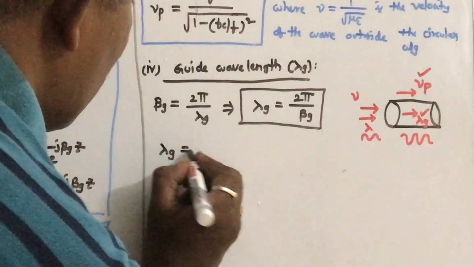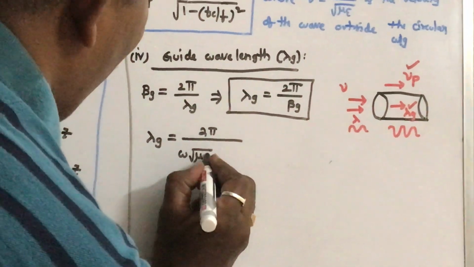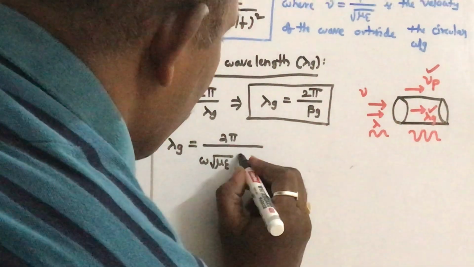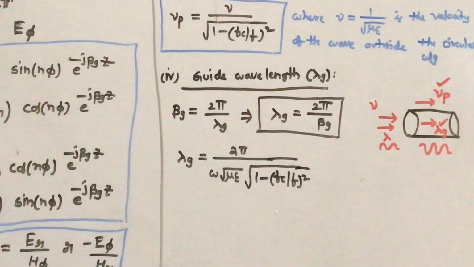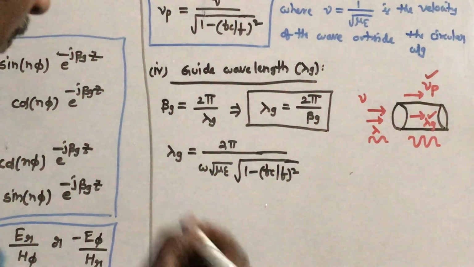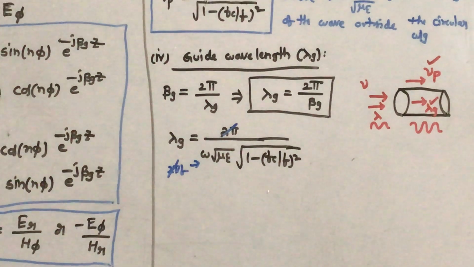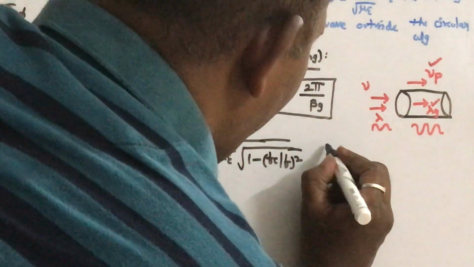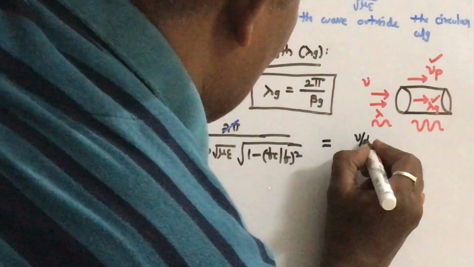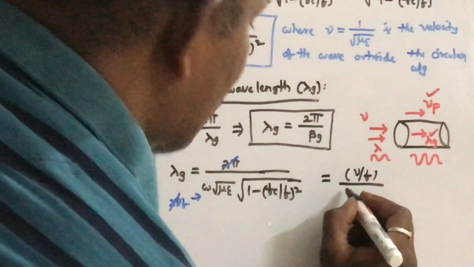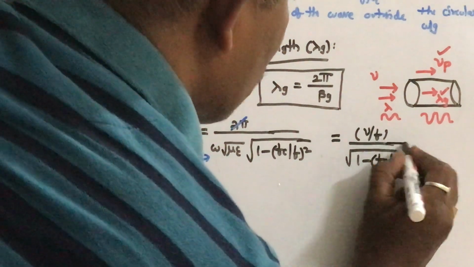Substitute beta g, which we derived earlier. Lambda g is equal to 2 pi by beta g, where beta g is omega square root of mu epsilon into square root of 1 minus fc by f whole square. Write omega as 2 pi f, so 2 pi gets cancelled out. 1 by square root of mu epsilon is the velocity, so it is written as velocity by f. This is the velocity of the wave outside the circular waveguide, divided by square root of 1 minus fc by f whole square.